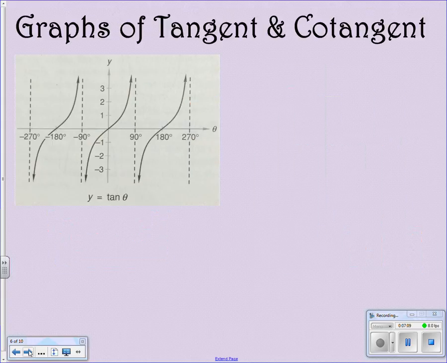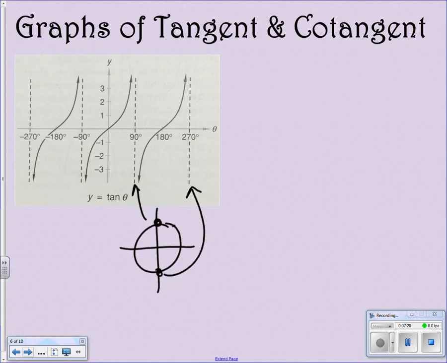Now looking at the graph of tangent. This is the graph of tangent. Remember that tangent is undefined at 90 degrees and at 270. Think about your unit circle. Tangent at this point and this point were undefined, and that's why you have your asymptotes there. And same thing at negative 90 and negative 270. At 0, the tangent was 0, and it goes through the x-axis. And at 180, the tangent is also 0.